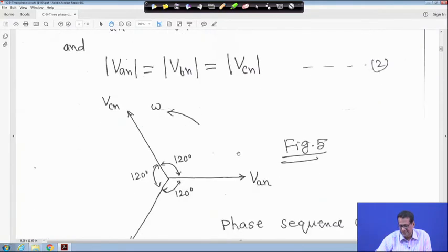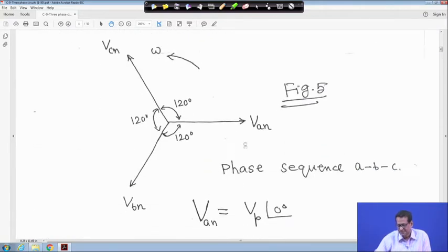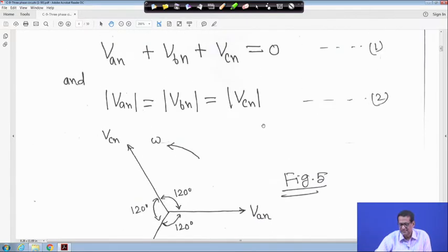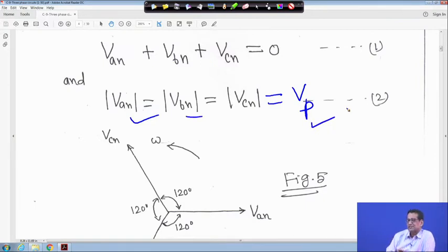Now, if we draw the phasor diagram, then VAN is the reference one, so we call this the phase sequence ABC. Because B lags from A and C lags from B, so phase sequence ABC, right? So when it is VAN, we write VAN is equal to VP angle 0 degree. This is the reference, and VP is my phase voltage. The suffix P we call phase, so it is the phase voltage magnitude, and its angle is 0. All magnitudes are same. This is called phase voltage, right?